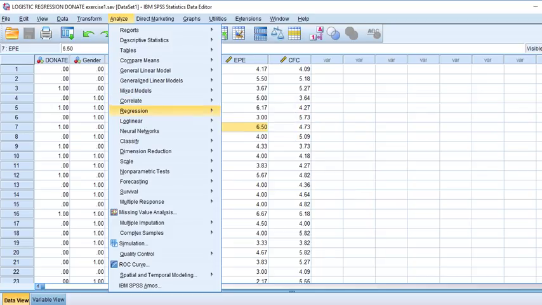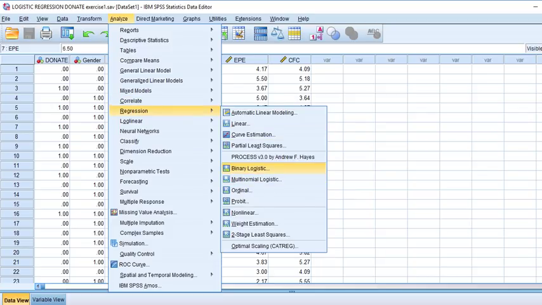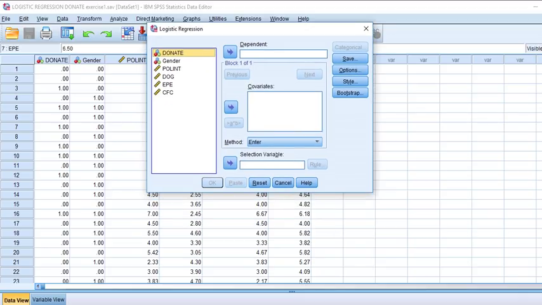If we go to Analyze, Regression, and then down to Binary Logistic, we'll move Donate over to the dependent box, and we'll move Gender, political interest, and dogmatism over to the covariates box. Now, gender technically is a nominal variable, but given that it is dummy coded, we can essentially treat it as a scale variable in the context of our logistic regression.